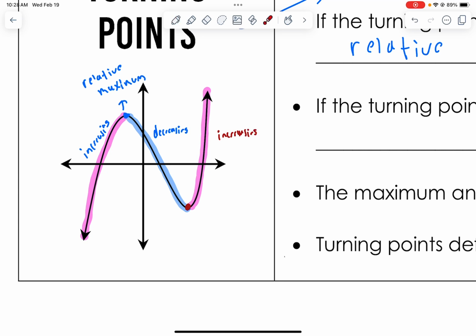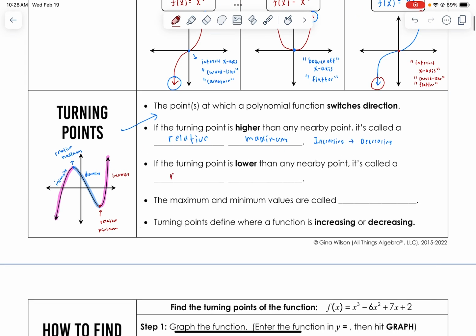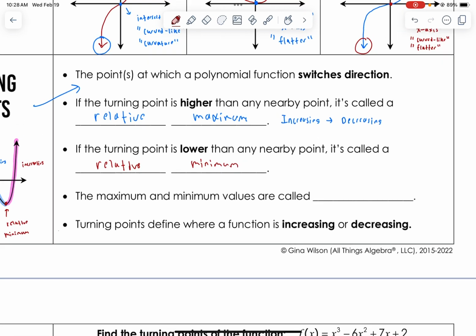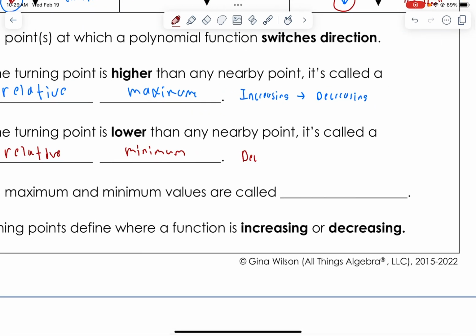So we would categorize this point as a relative minimum because our function goes from decreasing to increasing. So here we'll fill this in. We'll have a relative minimum when our function goes from decreasing to increasing.